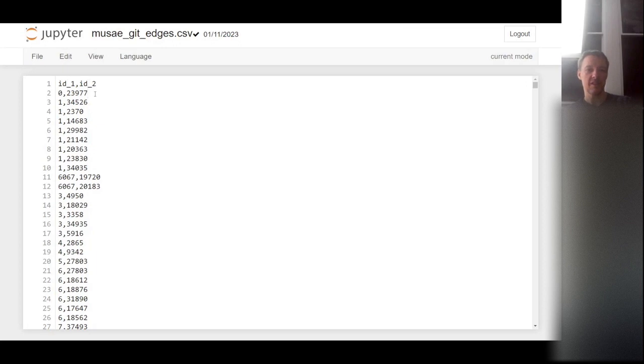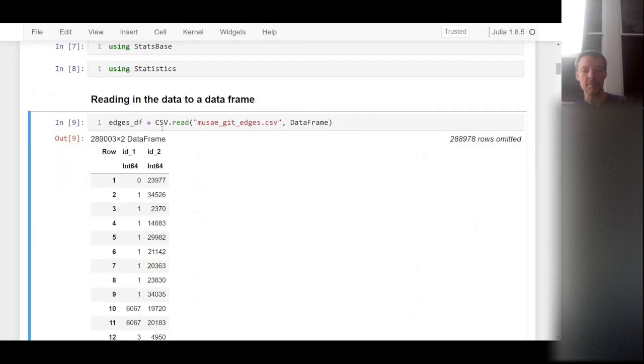So this is the file that gives me information about the edges of this data frame, of this graph. Because this is a CSV file, we can easily read it into a data frame, for which I use the CSV read function. The first argument is the file name, and the second argument is the target storage type, so in what type of object I want to store the data. In this case, I want to store the data in a data frame object. So I say, read this file into a data frame.